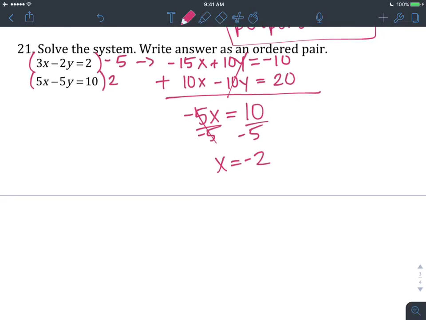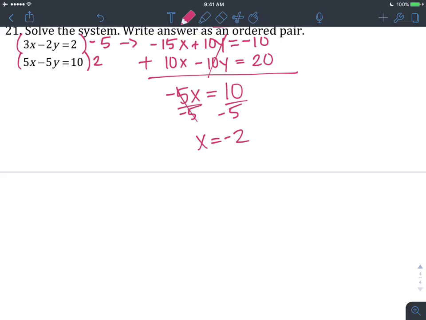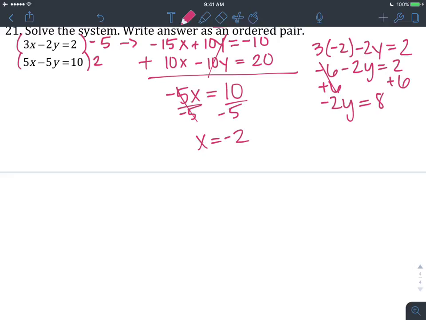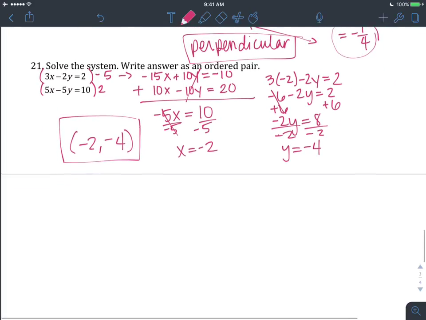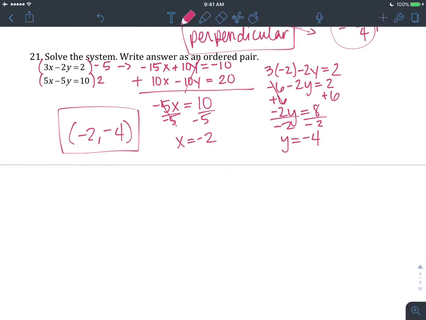So then we're going to go ahead and just plug that back in. So 3 times negative 2 minus 2y equals 2. So negative 6 minus 2y equals 2. Add 6, add 6. Negative 2y equals 8. Divide by negative 2, and y equals negative 4. So your final answer should be negative 2, negative 4.